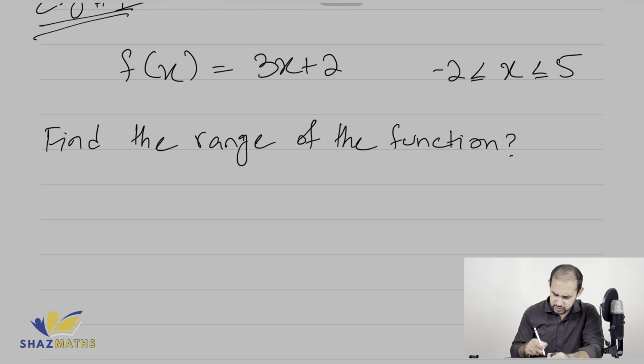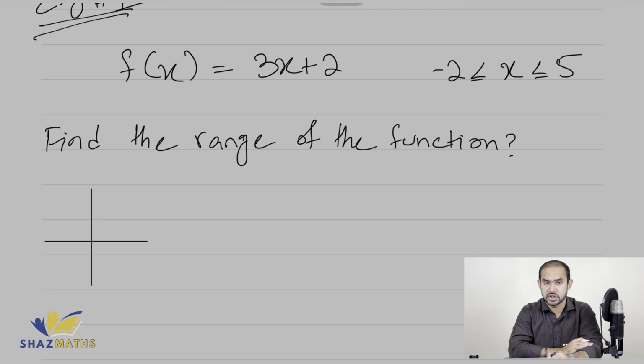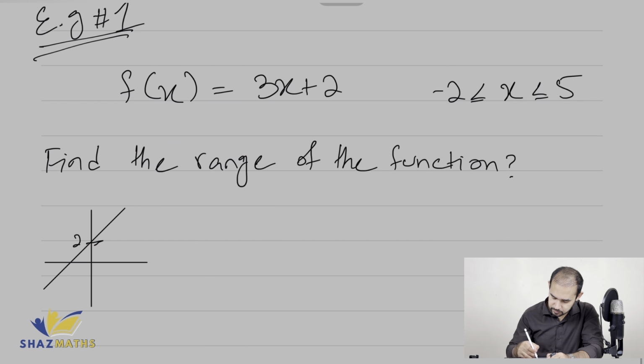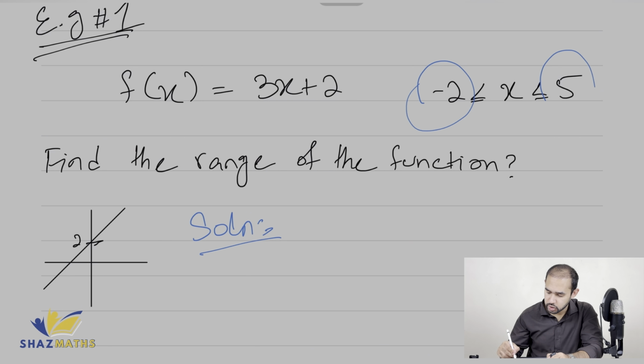Now just to give you the idea, y equals 3x plus 2 is a straight line because it's a linear equation and it has a positive gradient. That means it's going to be just like this, with the y-intercept of 2. It's just a rough sketch so that it gives you the idea of how to find the range. Now the given domain over here is from -2 to 5.